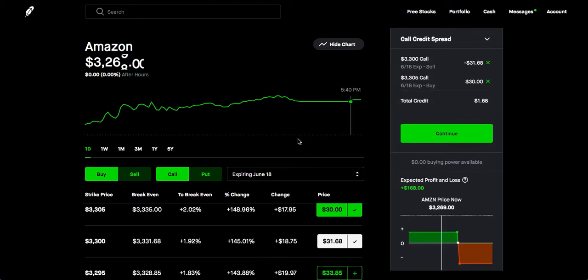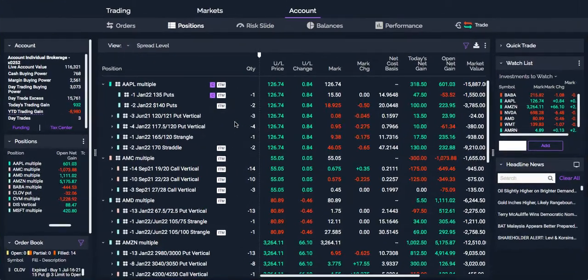Again, this is a bearish position because you do not want Amazon to rise. You want Amazon to either go up very little to about 3,320, something like that, around the 90s, go down, or stay flat, and you will collect full profit. That is a call credit spread. Again, that is a bearish position. I do bullish ones on my account.